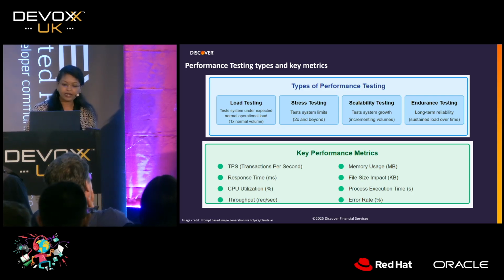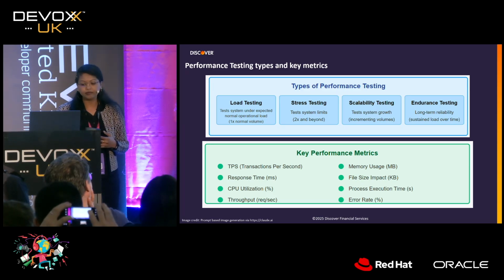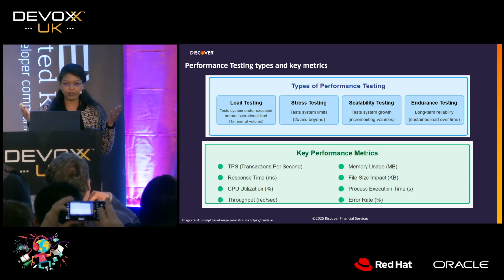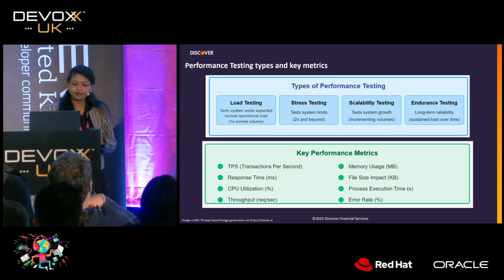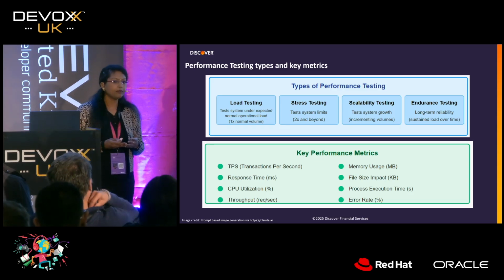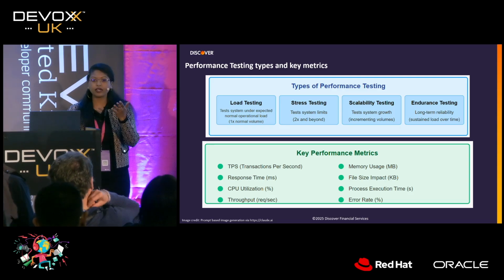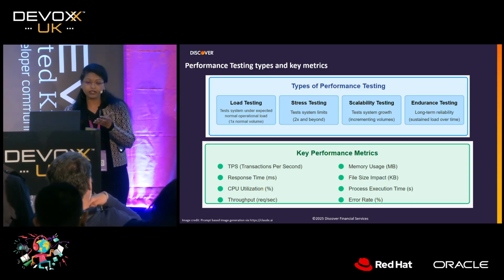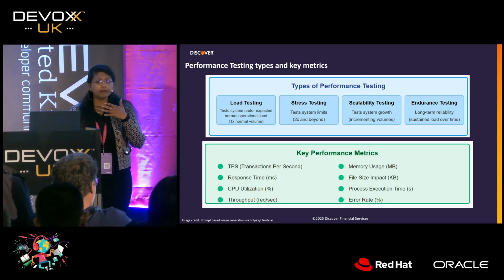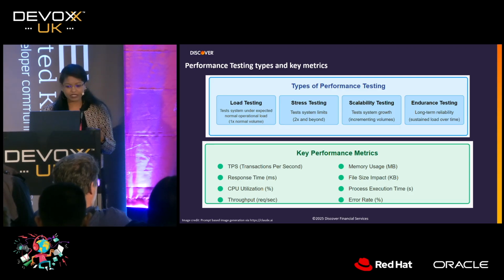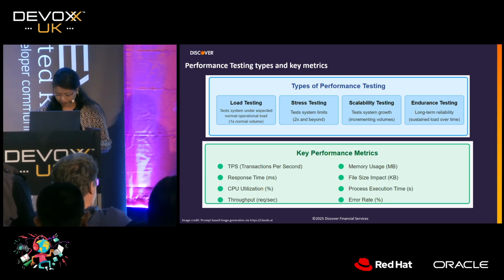There are various key performance metrics that we measure our system with. Mostly on the infrastructure side, CPU and memory utilization is very common. And then on the application side, it could be TPS, response time, throughput, latencies, file size impact, error percentage. Likewise, many other application-specific performance metrics can come into the picture.